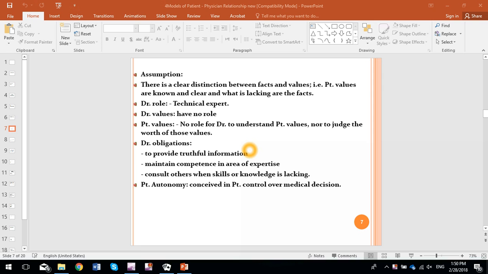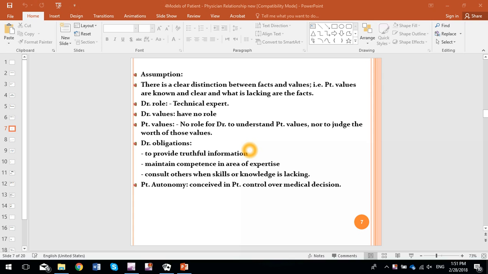What is the role of patient autonomy? It is conceived as patient control over the medical decision. As you can see, it's clear that the patient here is in total control over the medical decision. The physician provides information, the patient selects the line of treatment that suits his values, assuming that it suits his values, and the physician executes this line of intervention. So patient autonomy here is conceived as patient control over the medical decision.